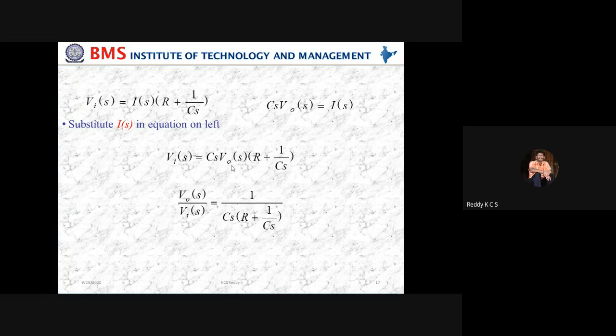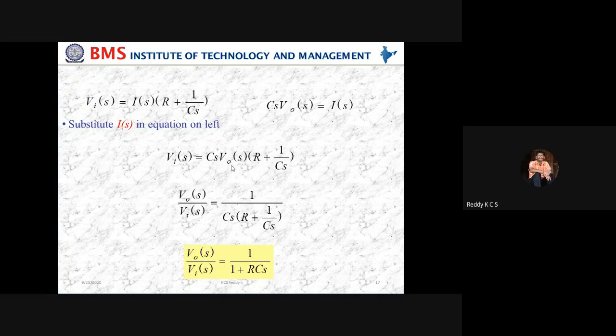It will be taken by rearranging the terms, because we need to write V naught of S by Vi of S. Our transfer function is the Laplace transformation of the output divided by the Laplace transformation of the input function. So Vi of S is sent to that side, and the remaining terms are taken to this side, and I'll get it like this.